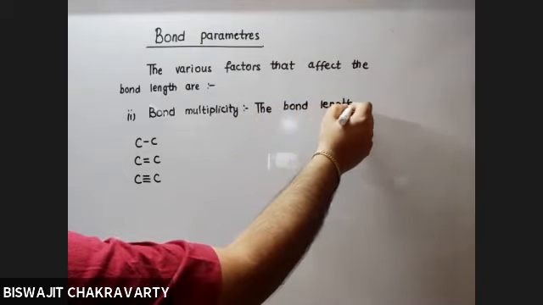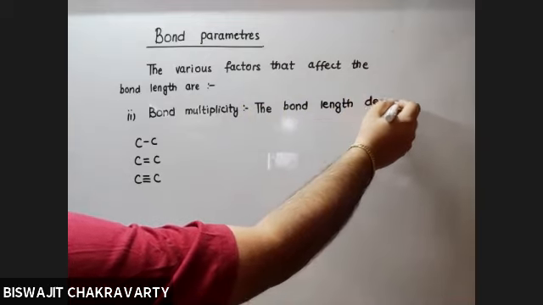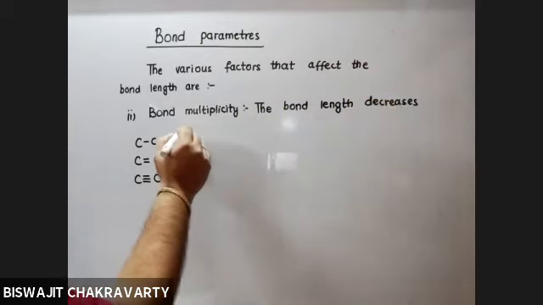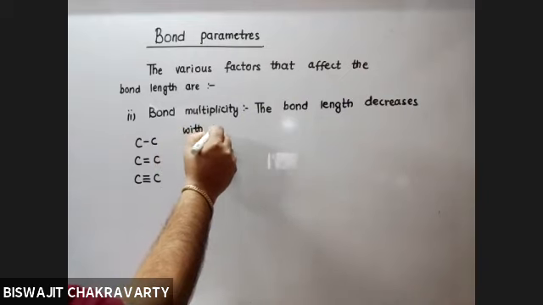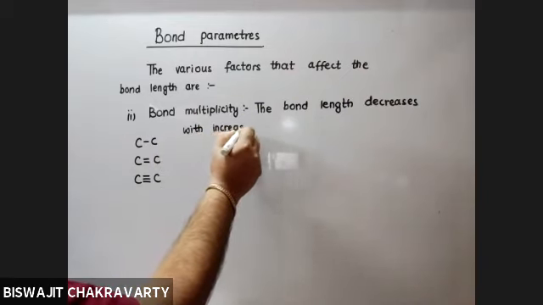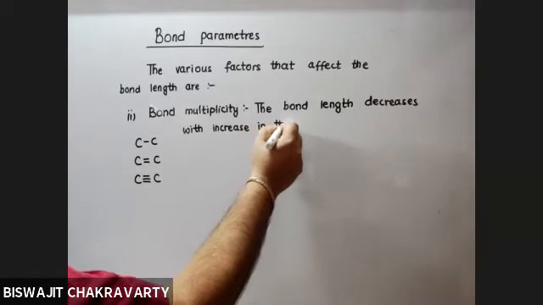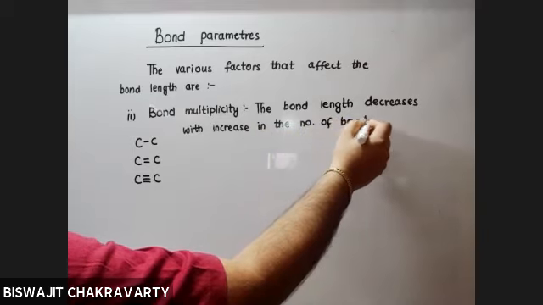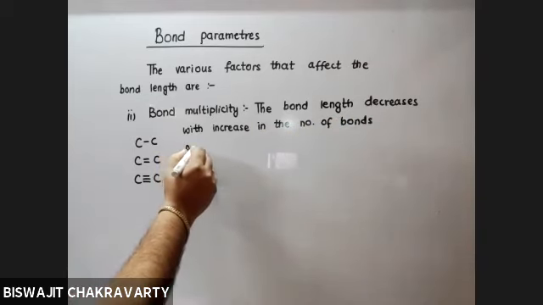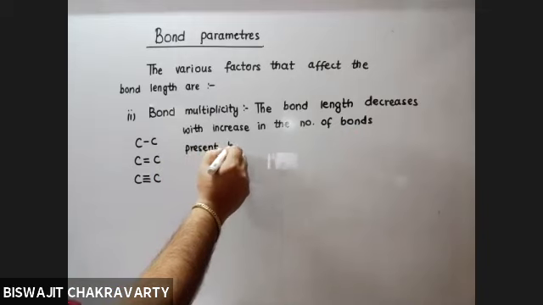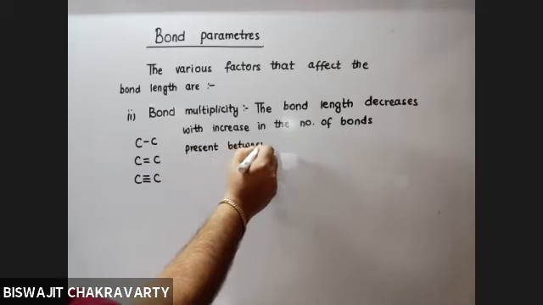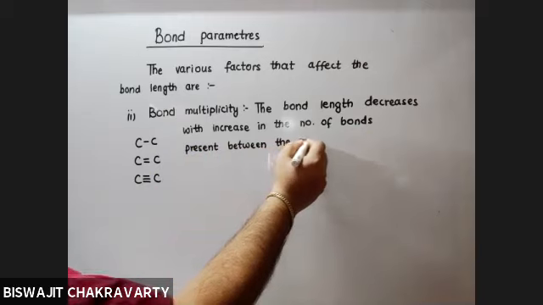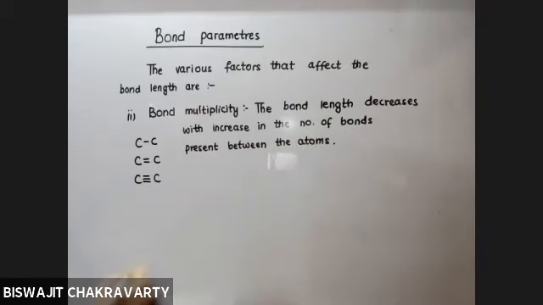The bond length decreases with increase in the number of bonds present between the atoms. And this number of bonds present between the atoms is referred to as bond multiplicity.